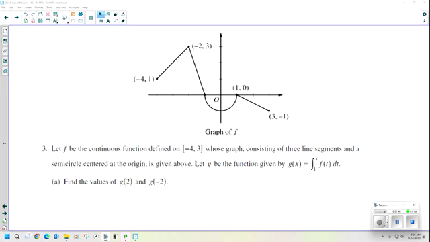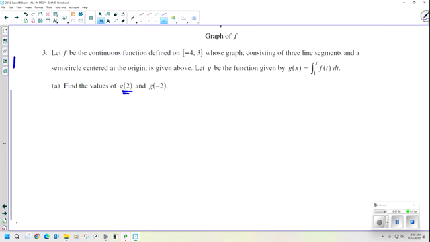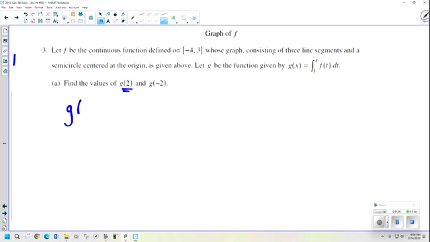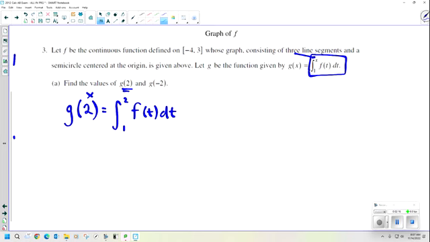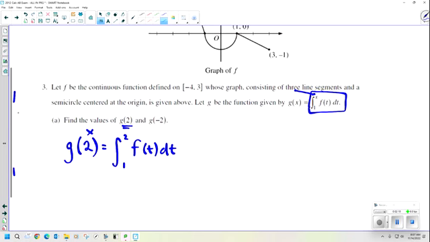Okay, let's get started with this. Let's start, first of all, with g of 2. G of 2 means I'm going to put a 2 in for any x in my g function. There is one x, that is the upper bound. So I'm going to do an integral from 1 to 2 of f of t dt. No calculator. It doesn't matter because we do not have an equation to integrate.